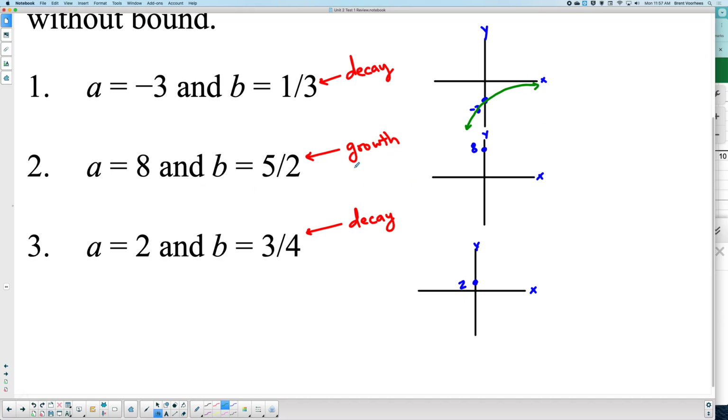Okay, the next one. This one's growth. What does it mean if it's growth? Leaving. So it starts on the asymptote and it leaves it. Okay, and this one, decay. What does decay mean again? Approaches. So it's going to hit this and get closer to that horizontal asymptote. So that's what my graphs would look like.